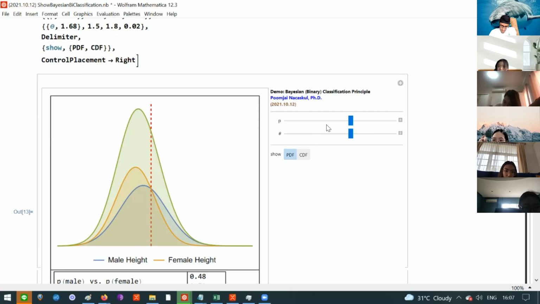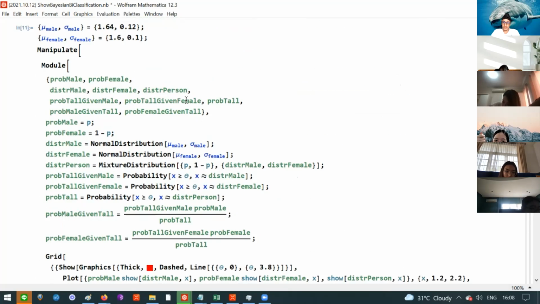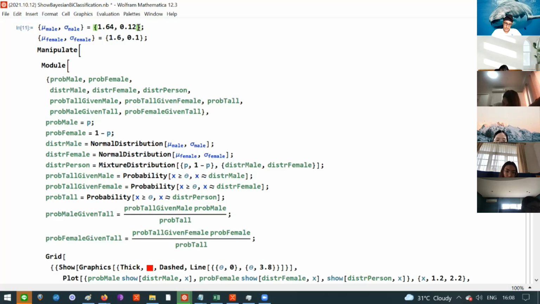And I'm going to make some assumptions. This is the proportion of male, 48%. There are usually fewer males than females, apparently, for the history of humanity. We can move this around, obviously. The male is blue, female is this. Based on my assumption, and I'm just making up some numbers, males are a little bit taller and have a little bit higher variation in height. So 1.64 meters, let's say, with a standard deviation of 12 centimeters, and female maybe 1.6.